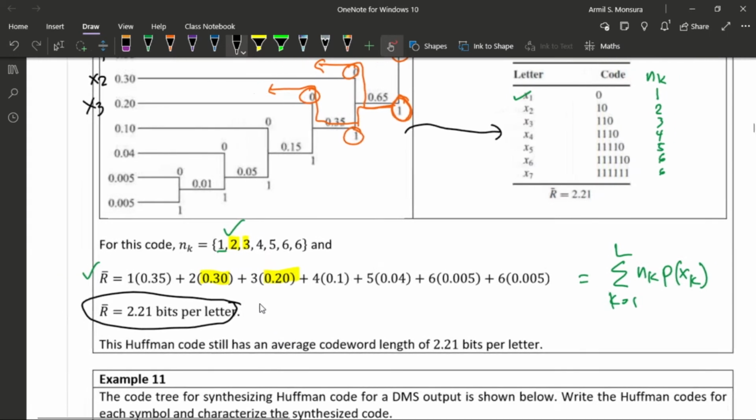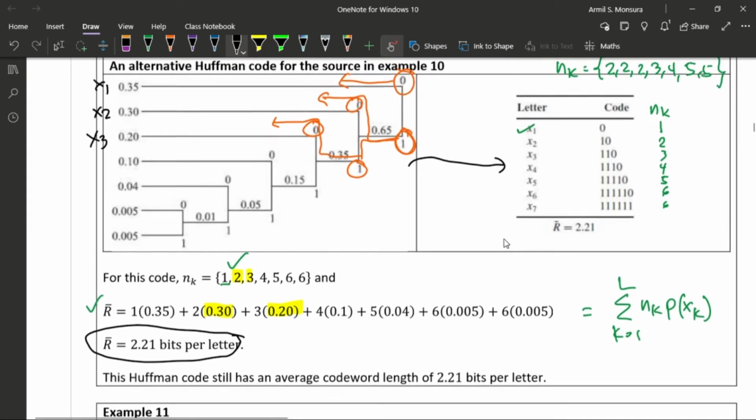Both the Huffman code that we have generated before and this Huffman code that we have just synthesized have an average code word length R bar of 2.21 bits per letter. The R bar did not change, whether we have this set of code words or the other one. And still, we consider this to be the least value for your R bar.